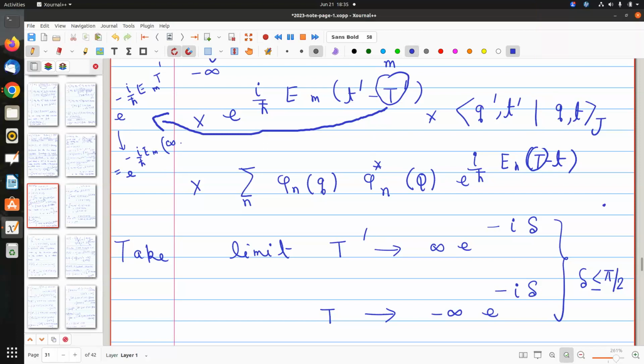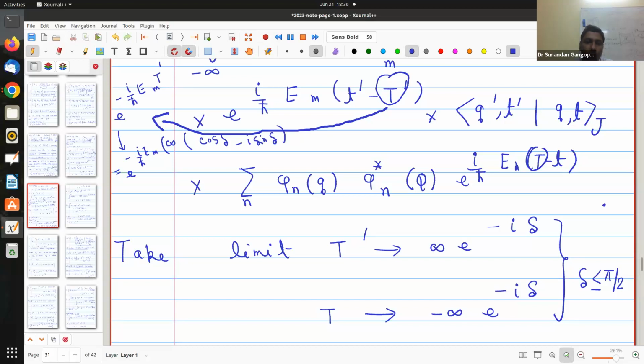So if you see carefully, I'm setting capital T prime to be equal to infinity e to the power of minus i delta. But now e to the power of minus i delta, I can write this as cos delta minus i sine delta. So this I can write. And now this term, I have already mentioned that the delta is less than or equal to pi by 2. So that is the rotation, weak rotation, so to say, that I have carried out.